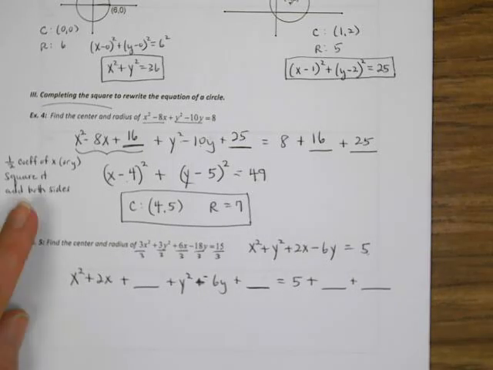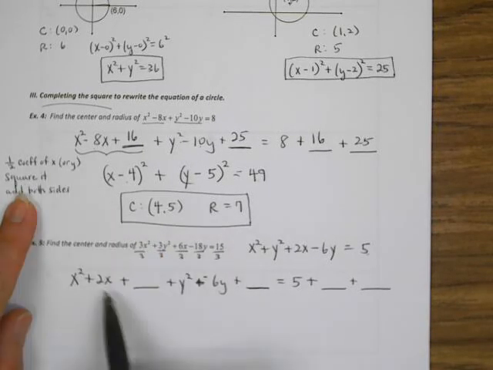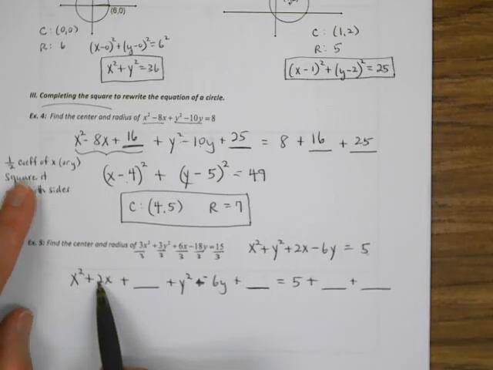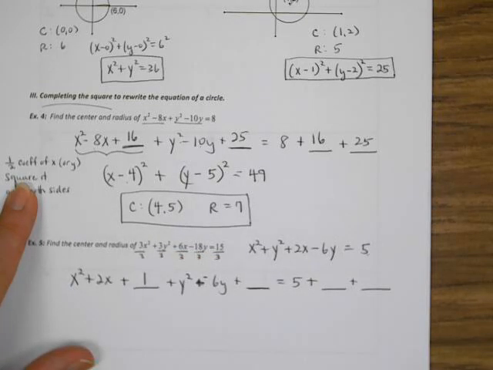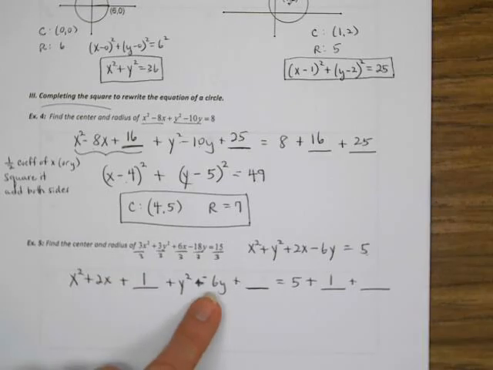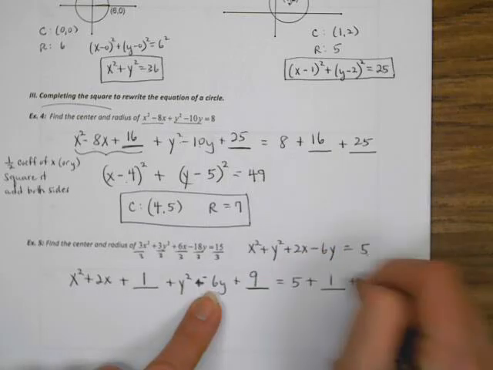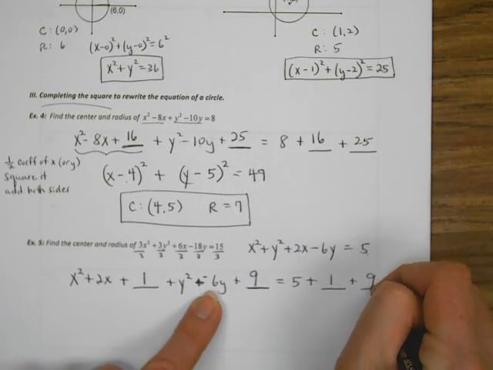So here's my rule. Half the coefficient of x. Half of 2 is 1. 1 squared is 1, but I have to add it to both sides. Half of negative 6, or just 6, is 3. Squared is 9, but I have to add it to both sides.